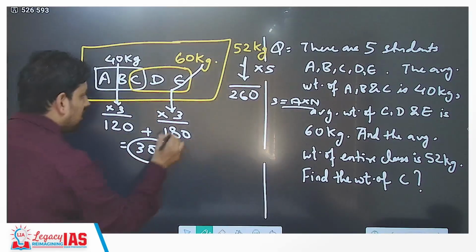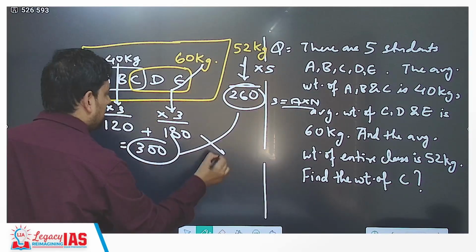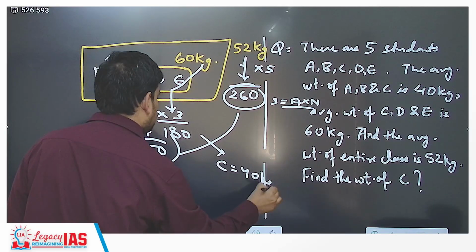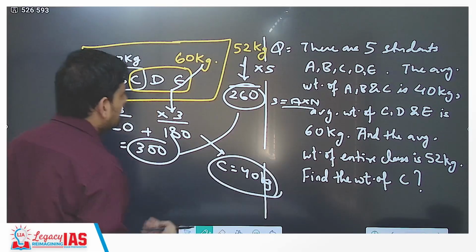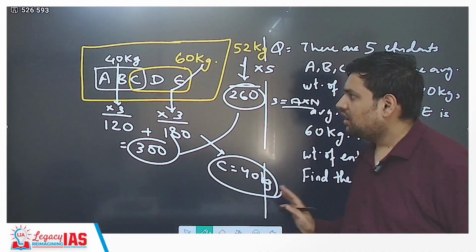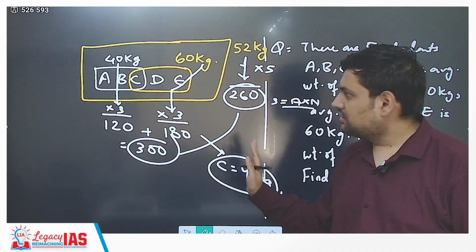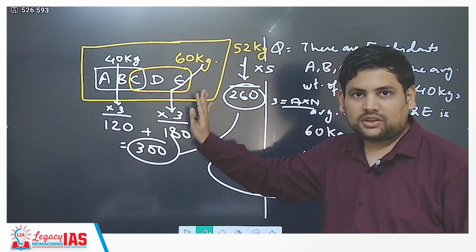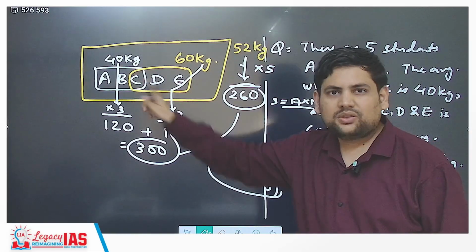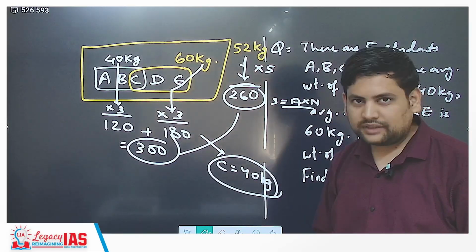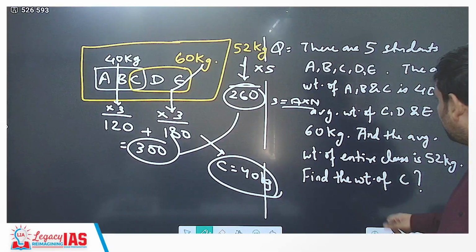Whatever is the difference between these two is actually equal to C, that is 40 kg. It's the same thing, just this way of writing helps you understand and do it quicker. Just draw the diagram, write whatever is the average, and then find out the middle term. Okay, then let's do one more question.